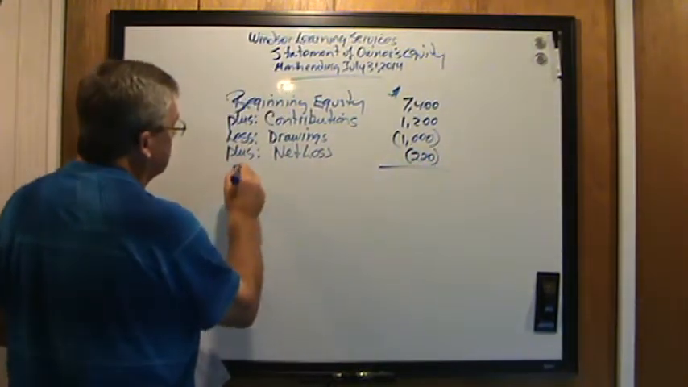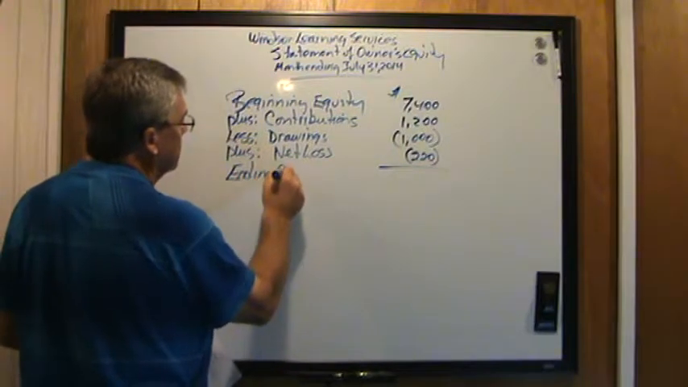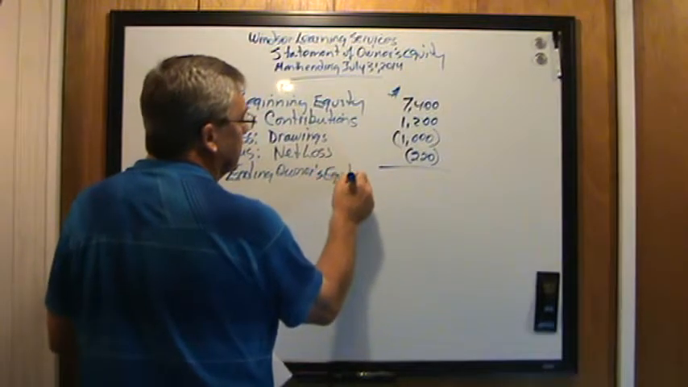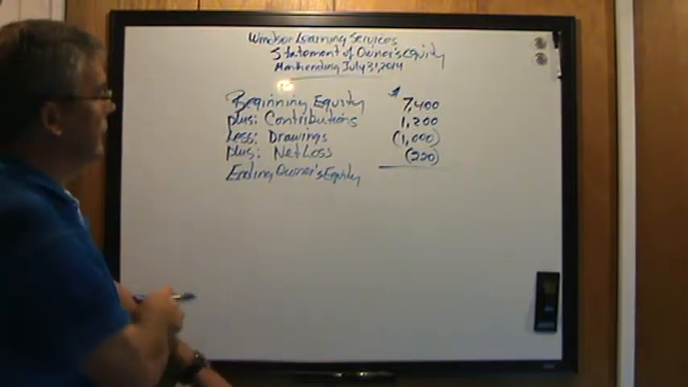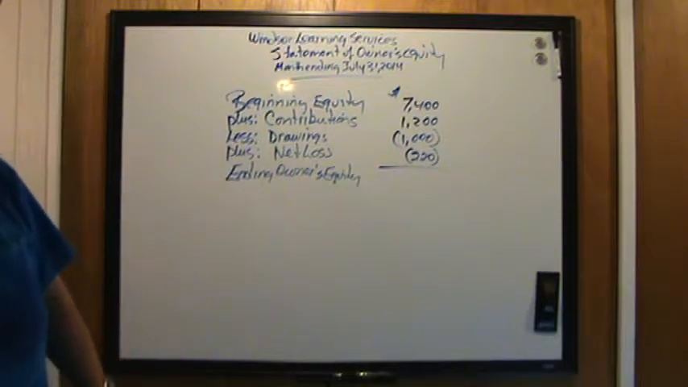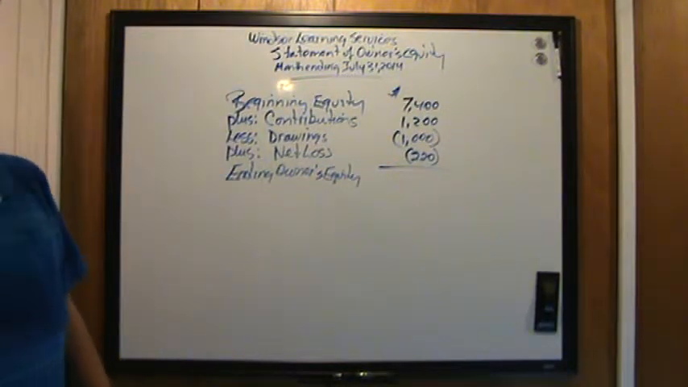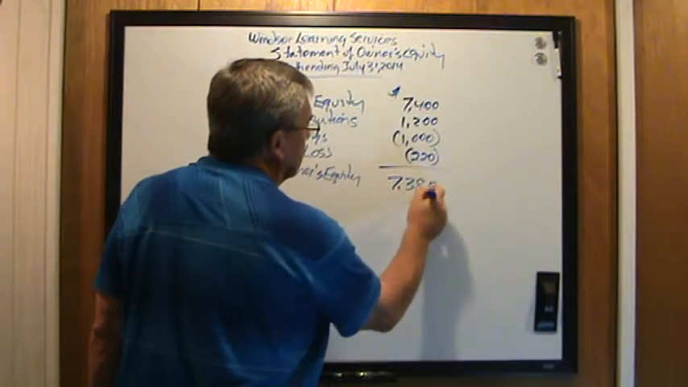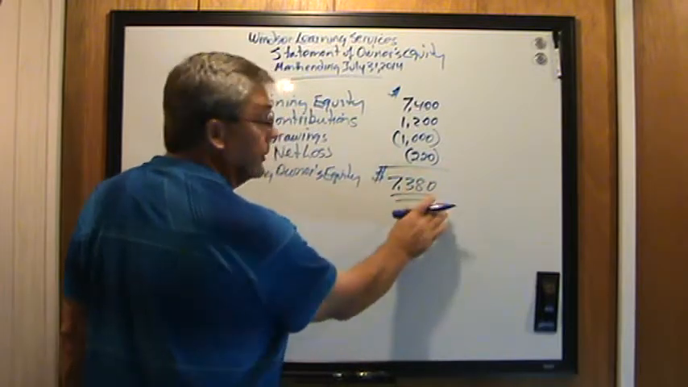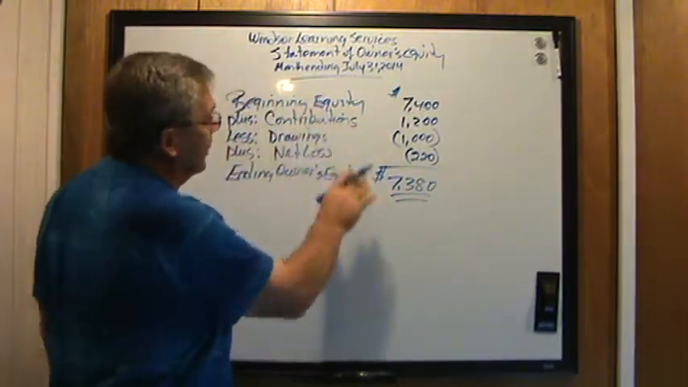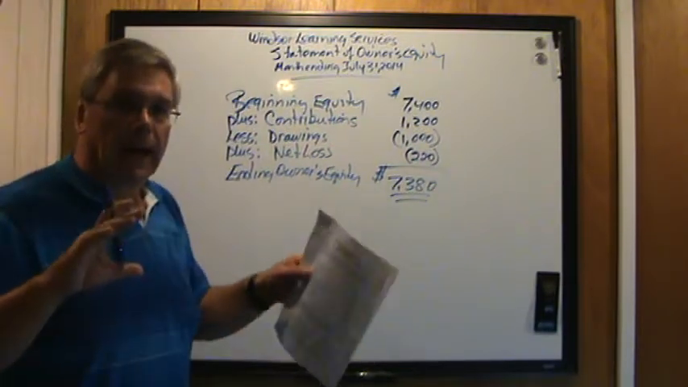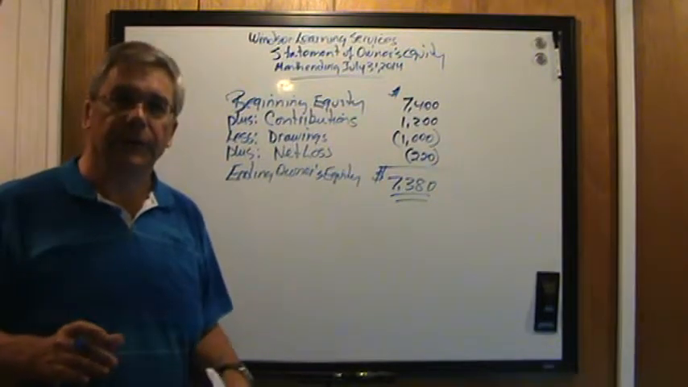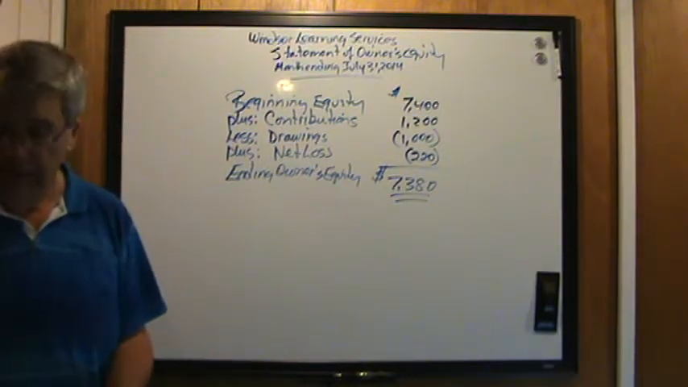And the ending owner's equity is what we have left here to calculate. We end up with $7,380. Double underline. We're at the end of this statement, and a dollar sign at the final total also. Remember that number, $7,380. We're going to need that in a minute. Let's go to the balance sheet.